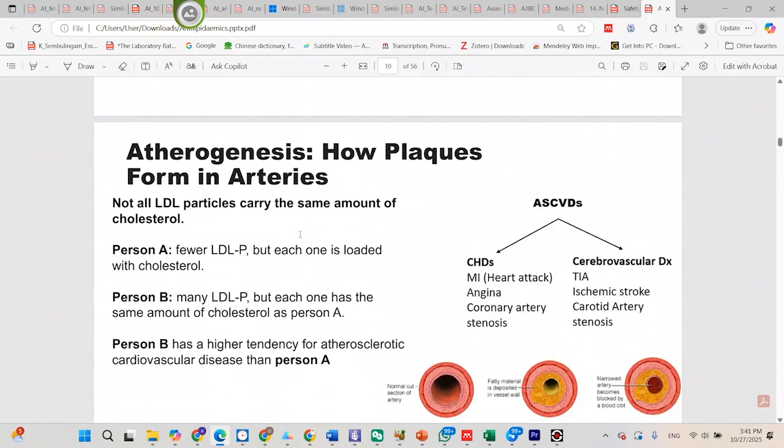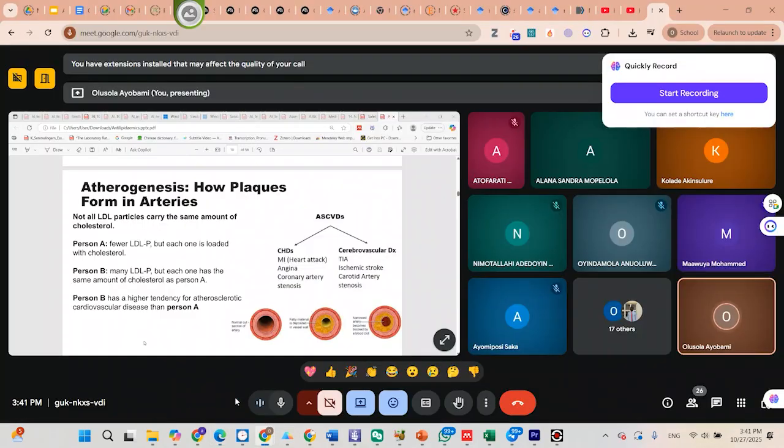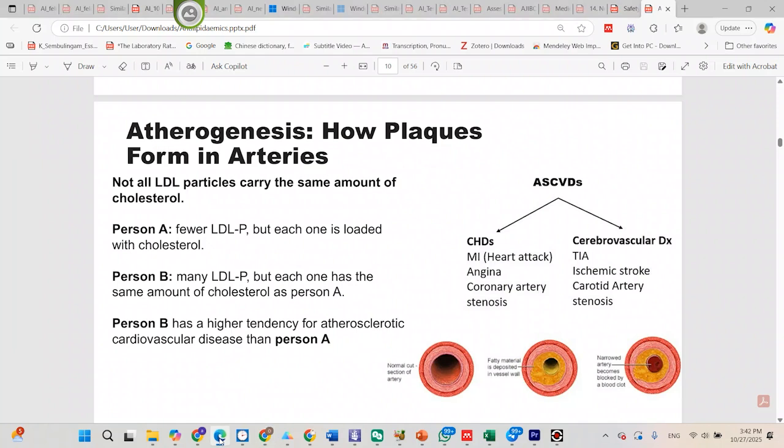All right, let's move. So we said that LDL is a bad cholesterol. But there are some caveats that you need to know. In fact, because medicine is emerging, you have to know this: not all LDL particles carry the same amount of cholesterol.